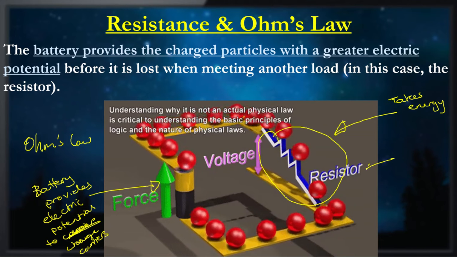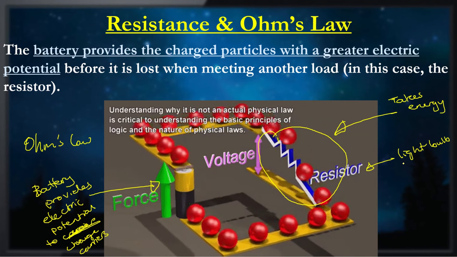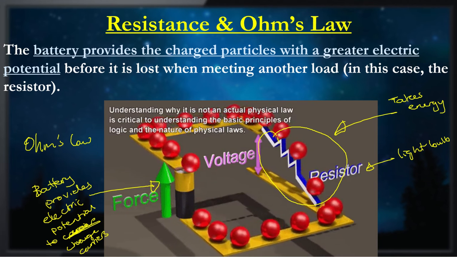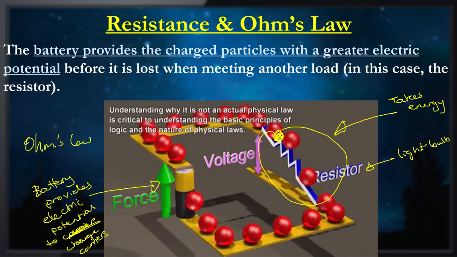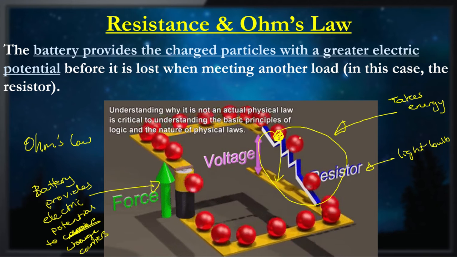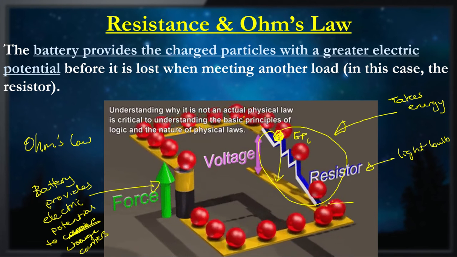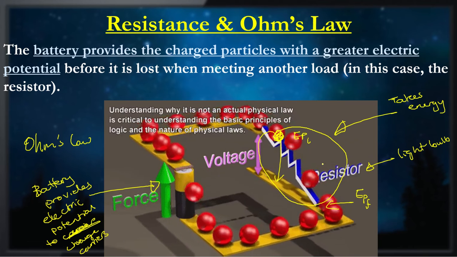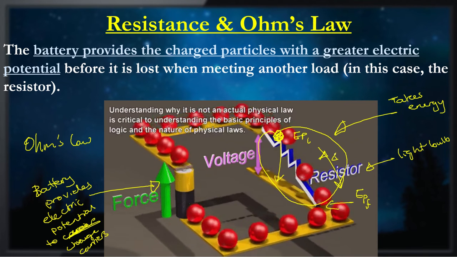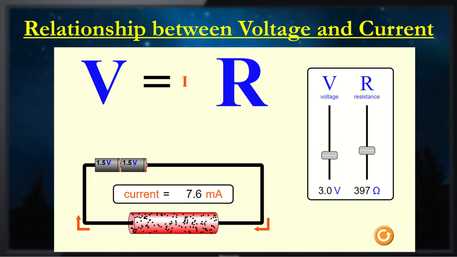In this case, a resistor could be in the form of a light bulb or an actual resistor. And what's actually happening is that the kinetic energy or electric potential of the electron is being converted into maybe light energy or heat energy. If we compare the electric potential it has here initially to the electric potential it has here in the final position, that difference is what we call voltage. So let's quickly look at the relationship between voltage, resistance and current.